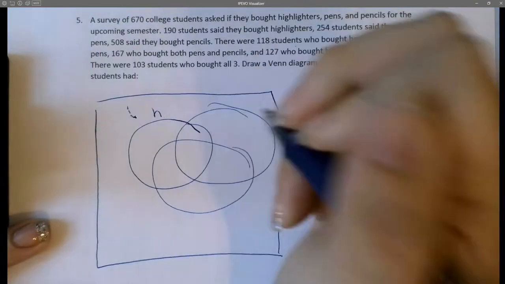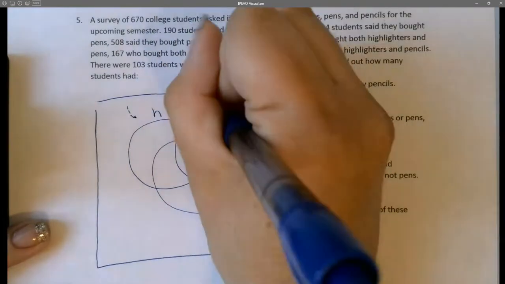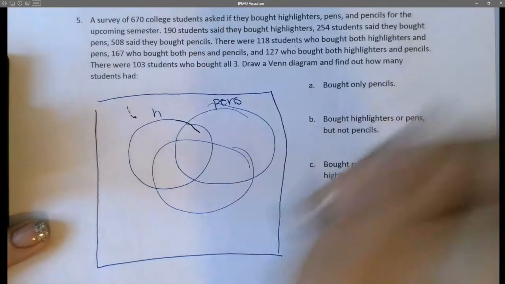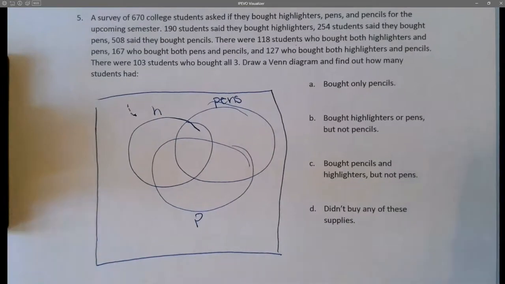So I am going to have H for highlighters. Pencils and pens start with the same letter, so I'm going to write pens, and then I'm going to have P for pencils, so I don't get them confused. Then it tells me 190 said they bought highlighters, 254 said they bought pens. These are people who are just saying they bought them. It doesn't mean they bought only those. So they could have bought highlighters and pens. They could have bought pens and highlighters. And then 508 said they bought pencils.